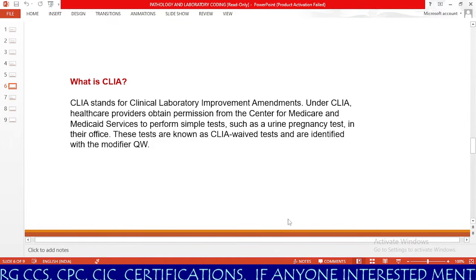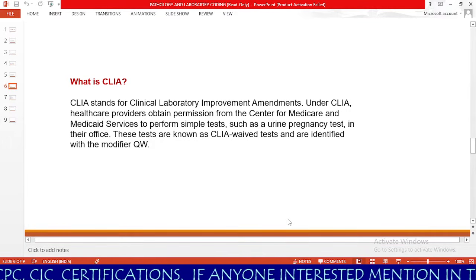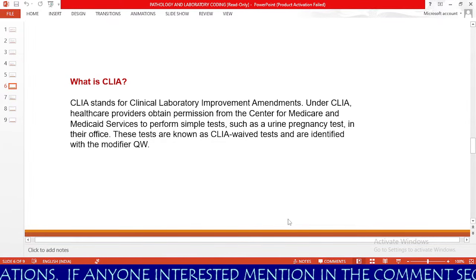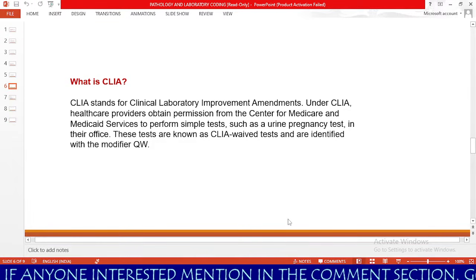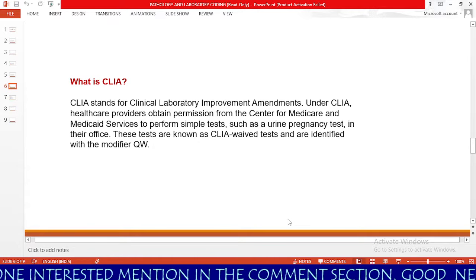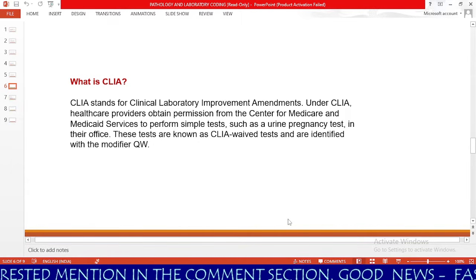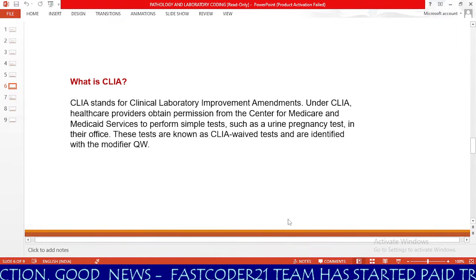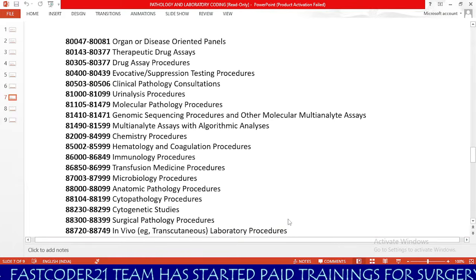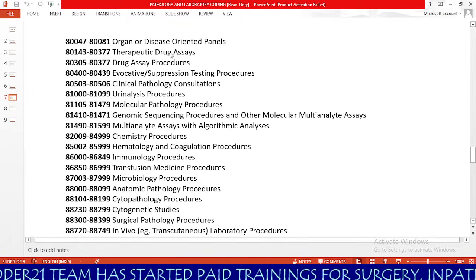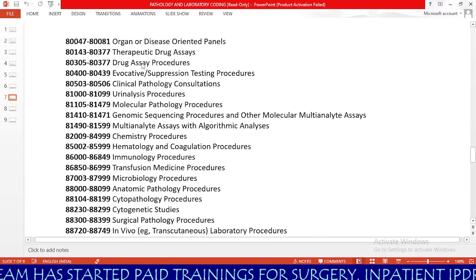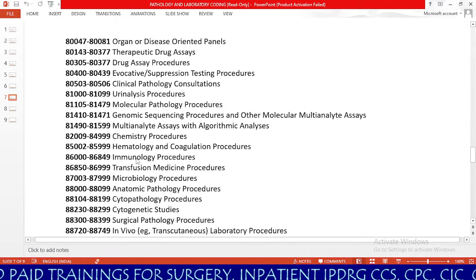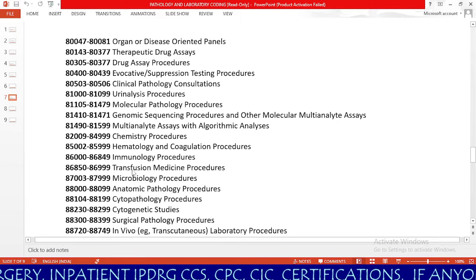So for example, if you go to any type of interview, they will ask you what CLIA is. CLIA stands for Clinical Laboratory Improvement Amendments. So if you have the CLIA license, you can perform small tests like a urine pregnancy test in the physician's office. So in order to do these tests, the physician needs to have the CLIA license. So for a CLIA-waived test, we will use modifier QW. So these are the surgical pathology and laboratory CPT coding sections. Using all these, we need to learn our surgical pathology and laboratory section.